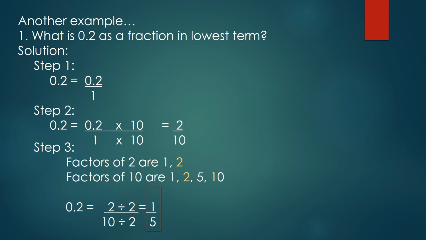Now, let's take a look at the factors. Parehas po na common factor ay 2. So, ito na po yung pinakamalaki na common factor nila. So, yun ang gagamitin natin pan-divide. Now, let's divide. 2 divided by 2 is equal to 1. And 10 divided by 2 is equal to 5. So, the answer is 1/5.